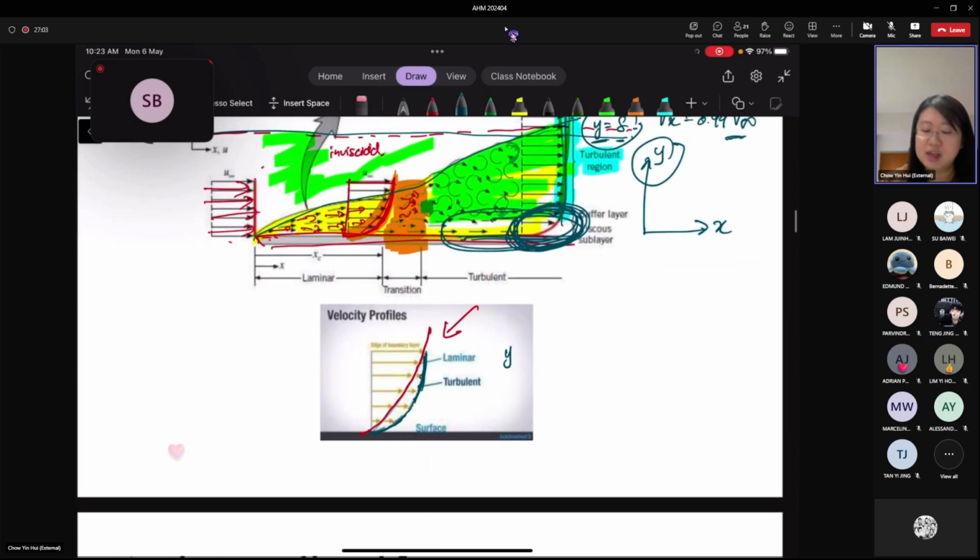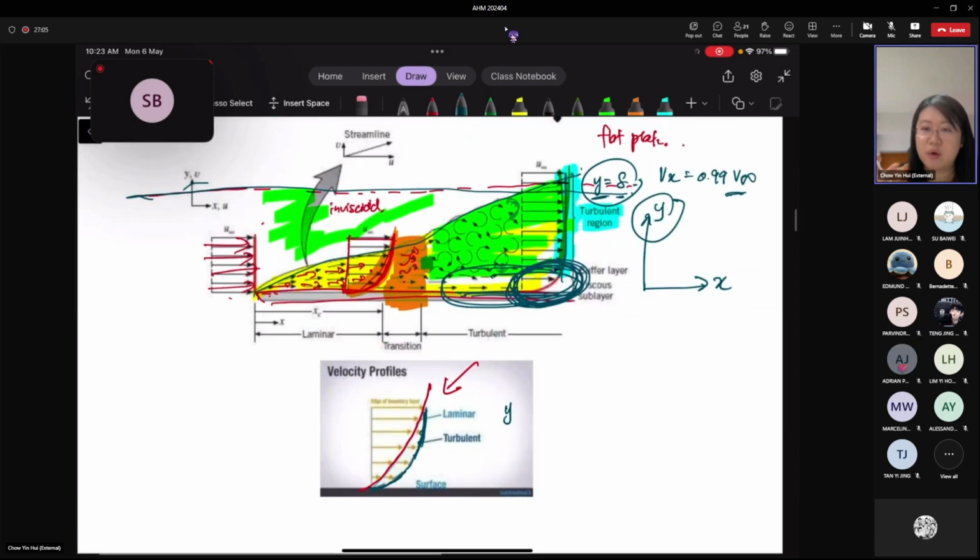So that's the difference between the velocity profile for laminar flow and turbulent flow. If it's more curved, it means you have a very great velocity gradient. When the curve's gradient is not that significant, it means the flow is of very high velocity, or it's almost turbulent flow.